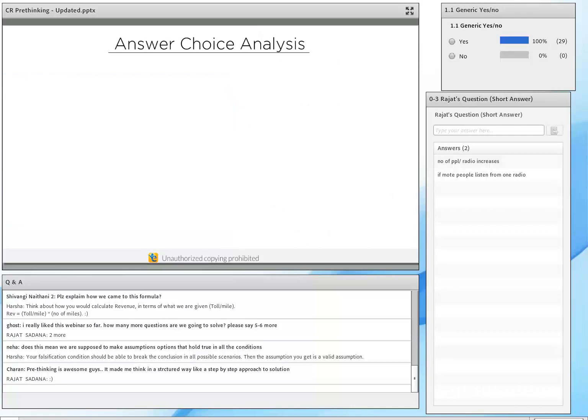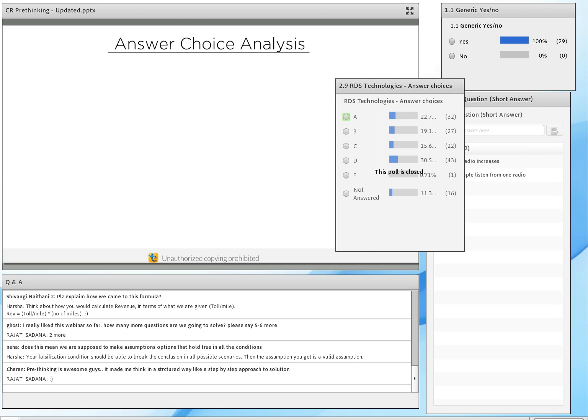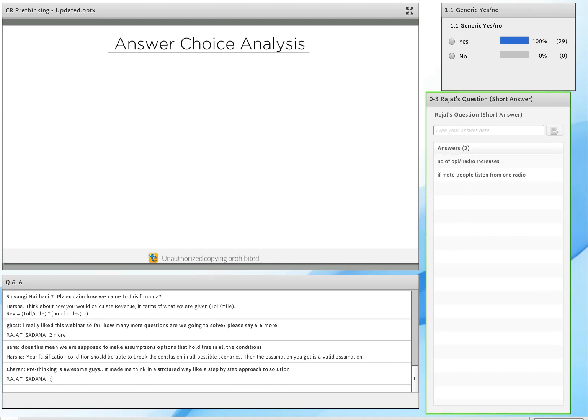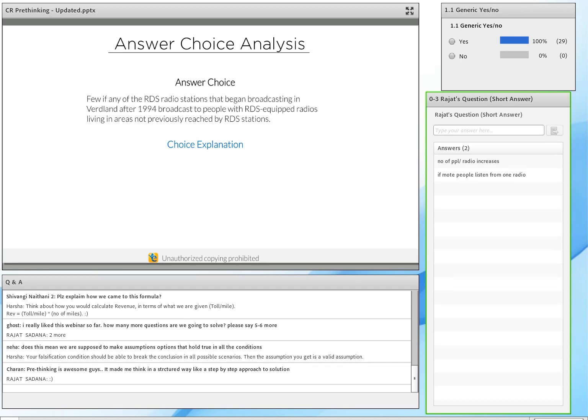So, with that, let's now look at the answer choices. And I want you to tell me where you faltered. I'm going to put in the poll over here and I'm going to tell you which answer choice is correct. Choice A for alpha is the correct choice. So let's see why choice A is correct and why every other answer choice is completely incorrect. Choice A says, few if any of the RDS radio stations that began broadcasting after 94 broadcast to people with the RDS equipped radios living in areas not previously reached.